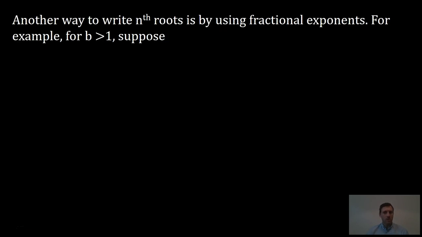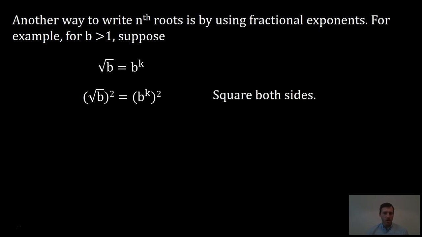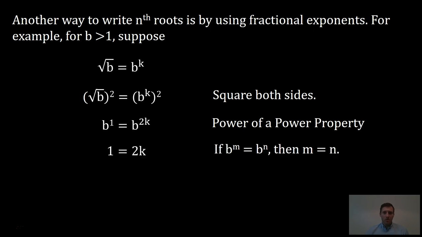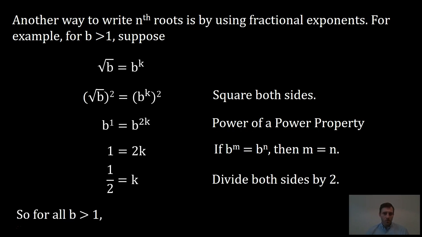Another way we can write the nth root is by using fractional exponents. Here we have the square root of b equals b to the power of k. If we square both sides, the square root of b squared is equal to b, and we use the power of a power property. We multiply the powers on the right and we get b to the power of 2k. If b to the power of m equals b to the power of n, then m must equal n. So we equate the powers, then divide both sides by 2, and we get k is equal to 1/2. So for all b greater than 1, the square root of b is equal to b to the power of a half.